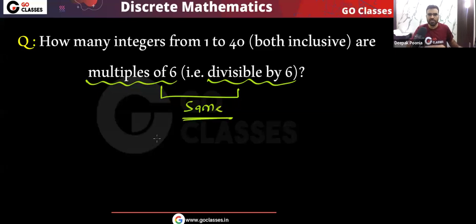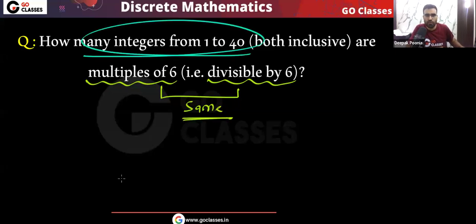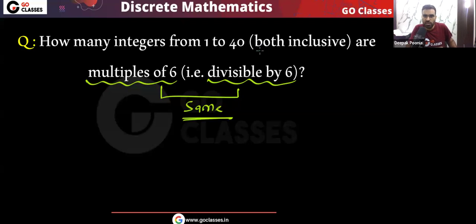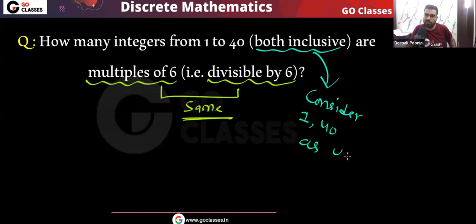So let's see how many integers from 1 to 40, both inclusive. It means you have to count 1 also, you have to include 1 and 40 also. It simply means both inclusive. This simply means that we need to consider 1 and 40 both. These also we need to consider.